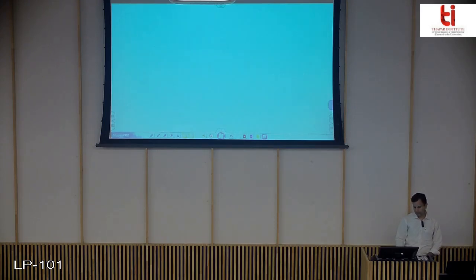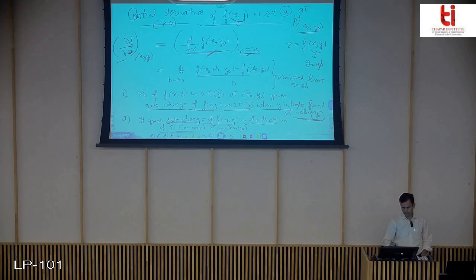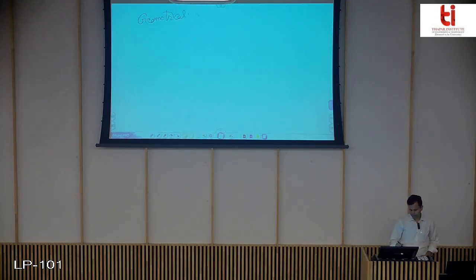Now I am giving you the geometrical interpretation of the partial derivative of f with respect to x at point (x naught, y naught). That you can then correlate with the partial derivative of f with respect to y. The same geometrical interpretation you can correlate. So, the geometrical representation of the partial derivative of f(x,y) with respect to x at point (x naught, y naught).